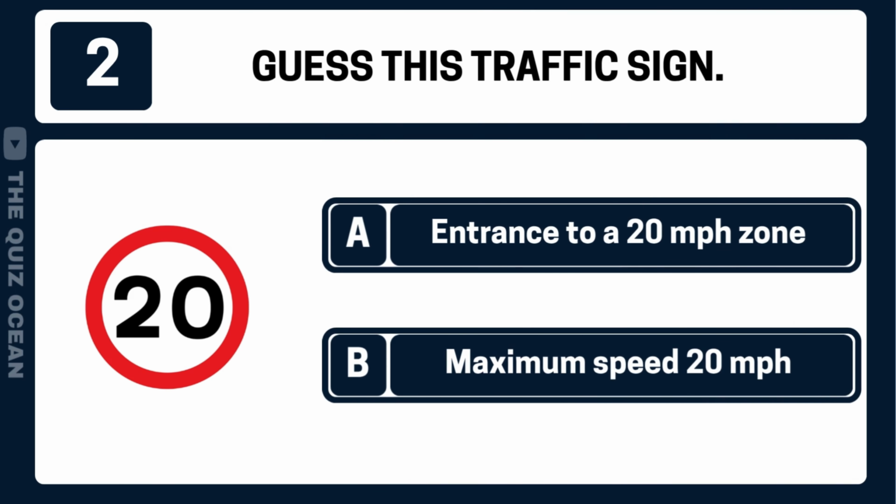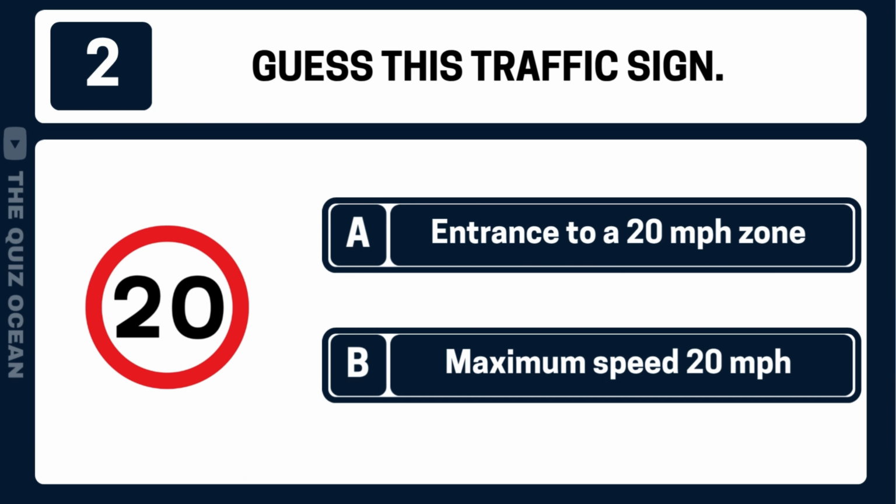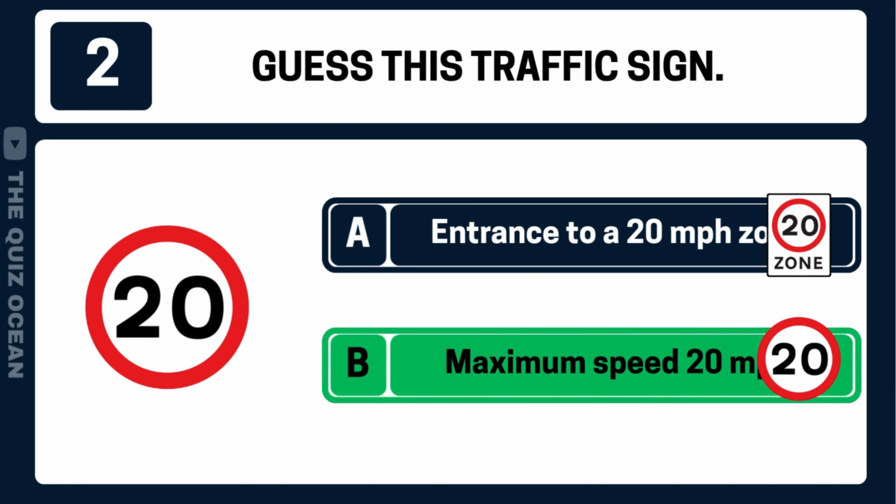Guess this traffic sign. A. Entrance to a 20-mile-per-hour zone. B. Maximum speed 20 miles per hour. The answer is B. Maximum speed 20 miles per hour.